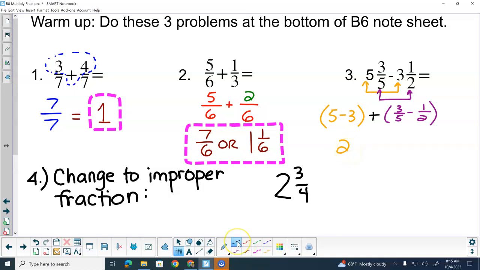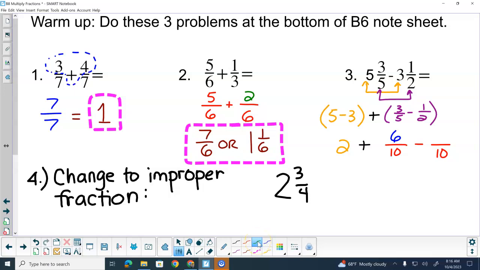Okay? Do I have common denominators in the purple? What would my common denominator be? Tens. First fraction gets adjusted to be what? 6 over 10, because we multiplied 5 by 2 to get 10. 3 times 2 is 6.